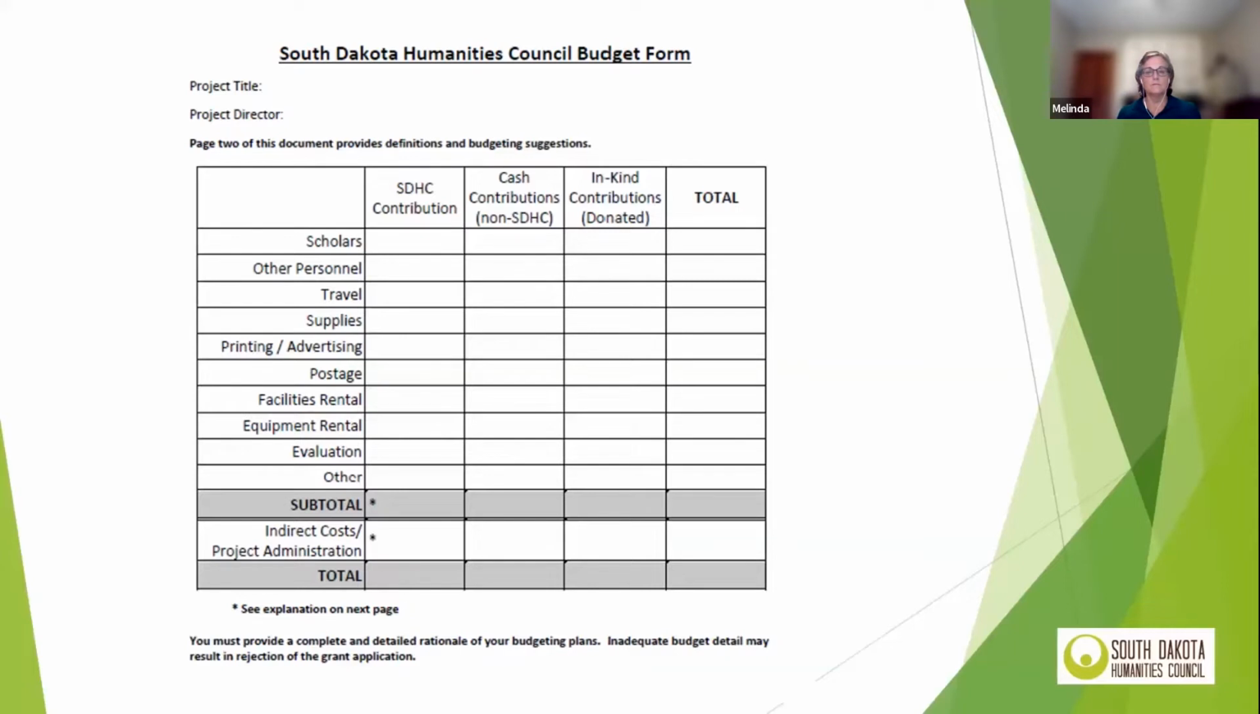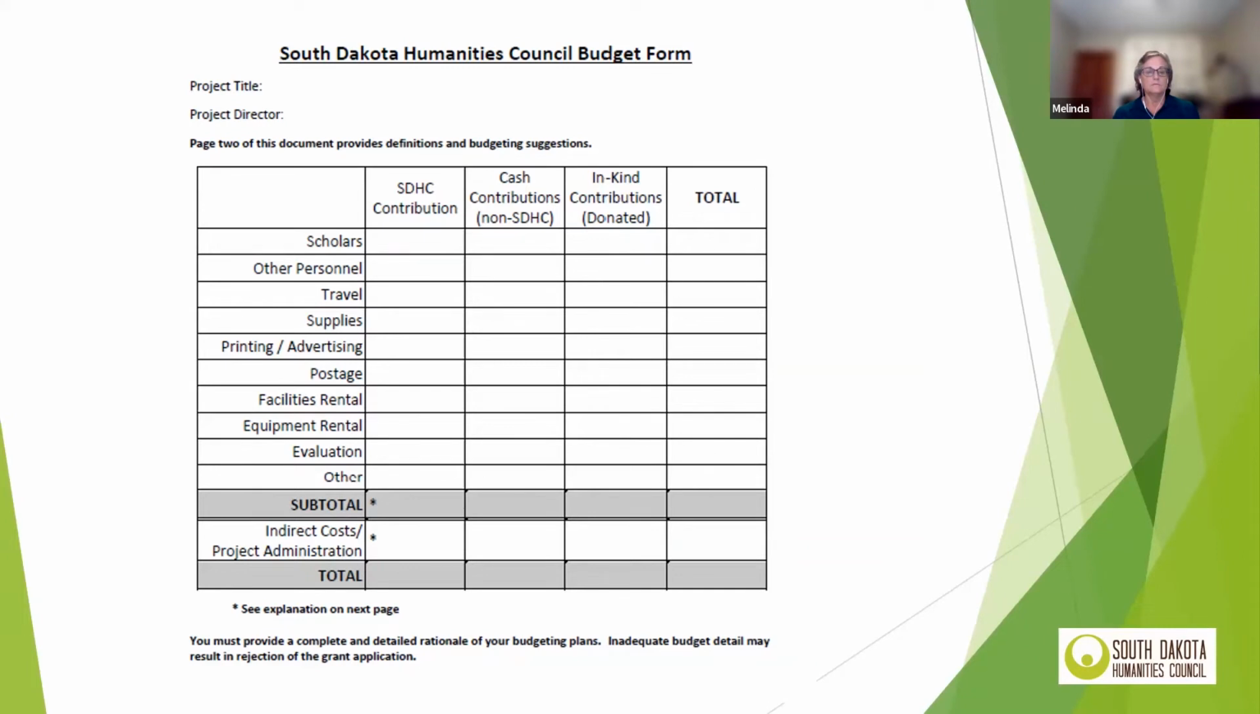So, the categories. How much do you expect to pay your scholars or other critical personnel who are going to be involved? Will there be travel expenses, supplies, printing, advertising, postage costs? We do not pay for equipment purchases, but will you be renting a facility or equipment? We can help pay for rental. There's also a space for evaluation.